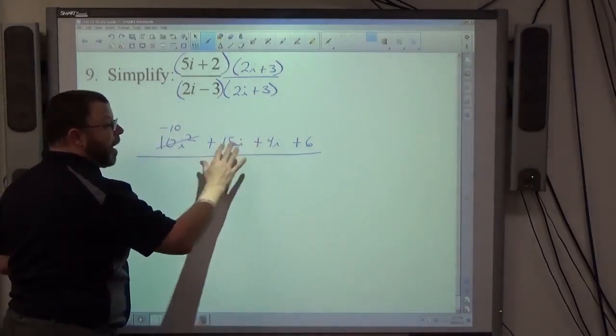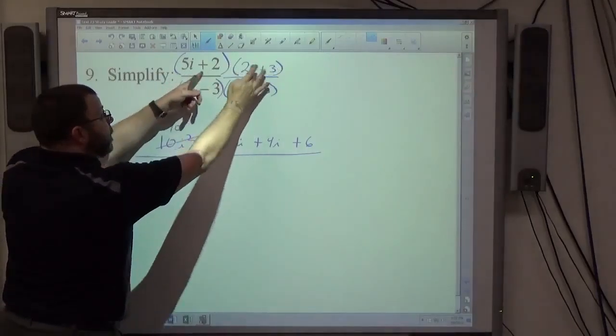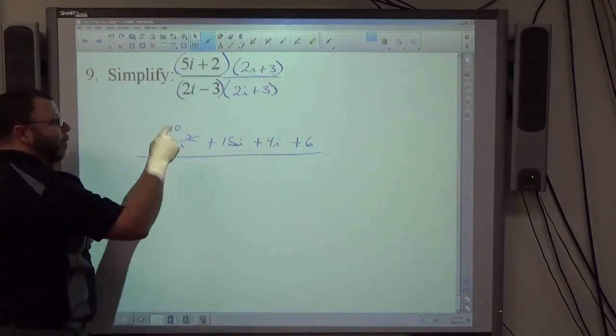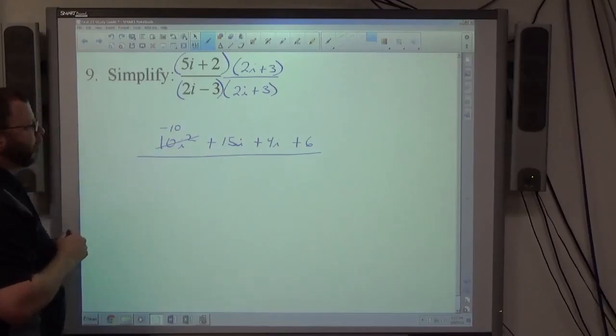15i is positive, 4i is positive, because these are positive and these are positive, and the i just comes along for the ride. Once you get an i squared, that's when the negatives start showing up, so be careful of that.